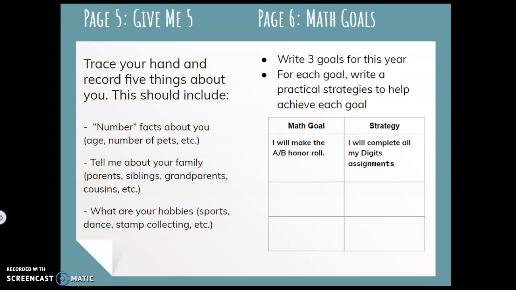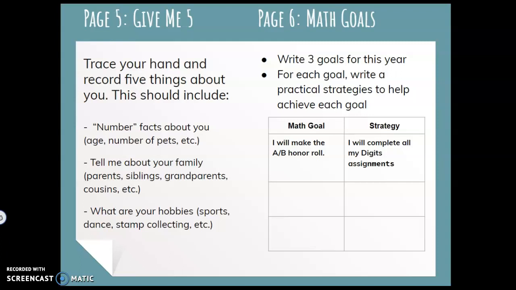Page 5. At the top of page 5, write the number 5. The title of this page is Give Me 5. What you're going to do on page 5 is you are going to trace your hand and you're going to record 5 things about you. These 5 things should include number facts about you, age, number of pets, etc. You can also tell me about your family, your parents, how many siblings you have, grandparents, cousins. And then what are your hobbies? What sports do you play?